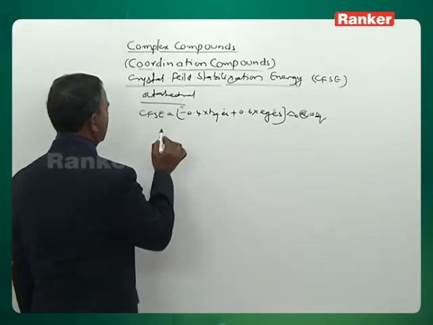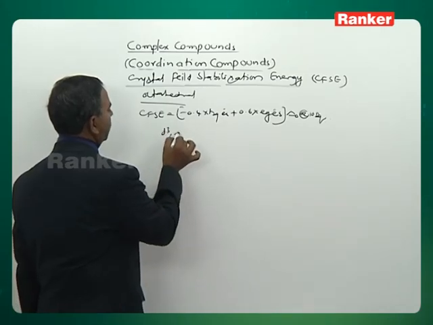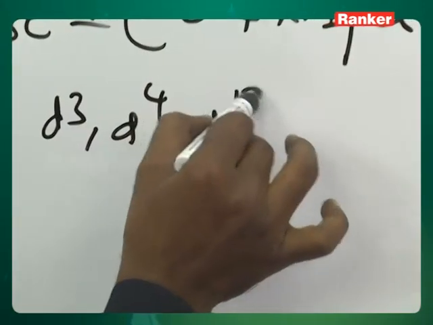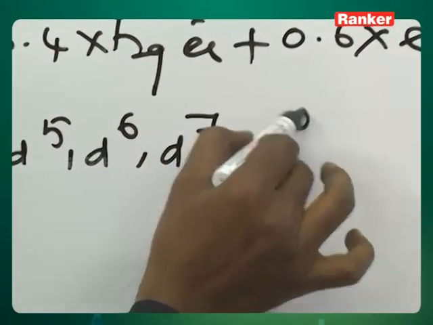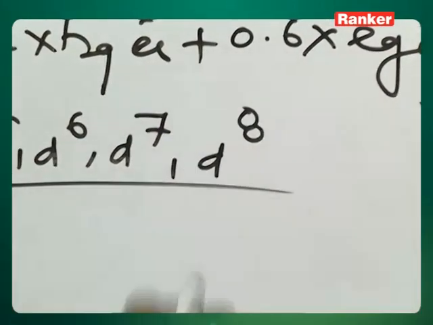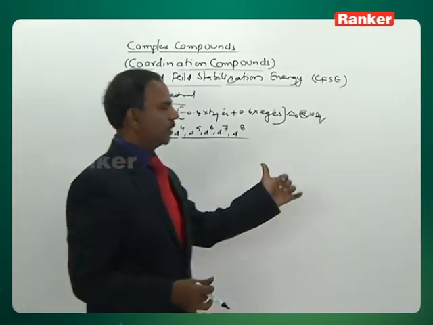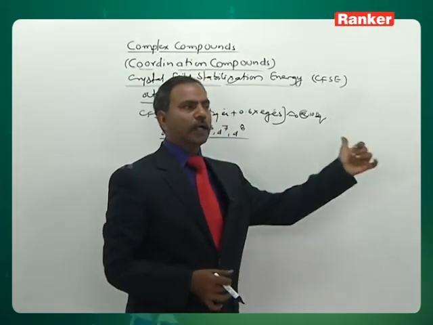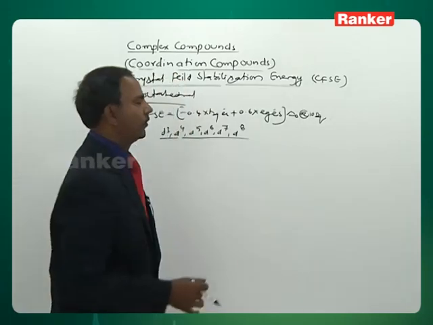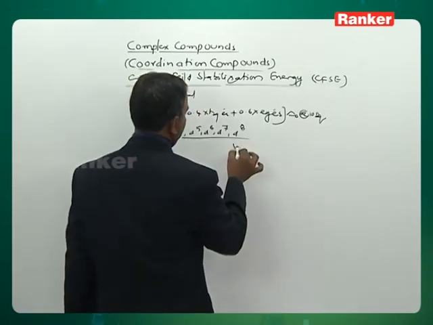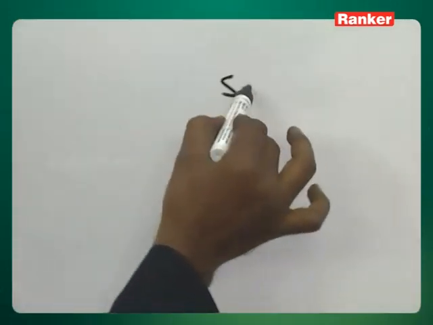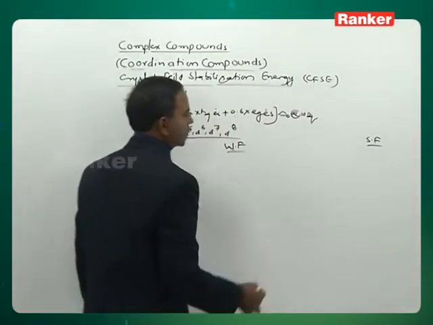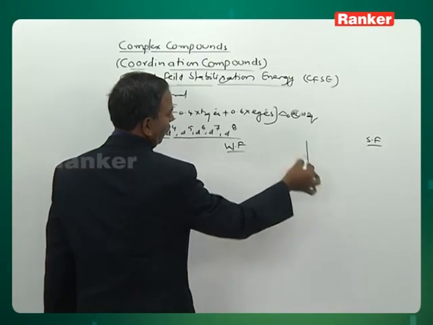We will see the calculation for d3, d4, d5, d6, d7, even for d8. In both fields, weak field and strong field, we'll check what the values are. Let me take the weak field first. I am writing W for weak field, and the other one is the strong field.